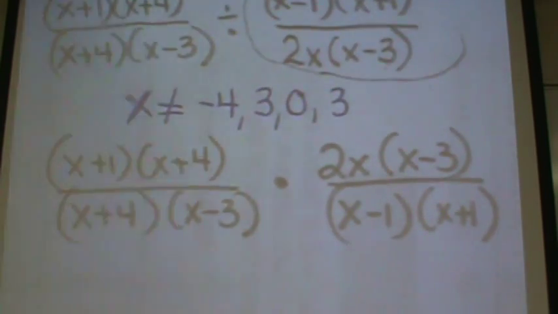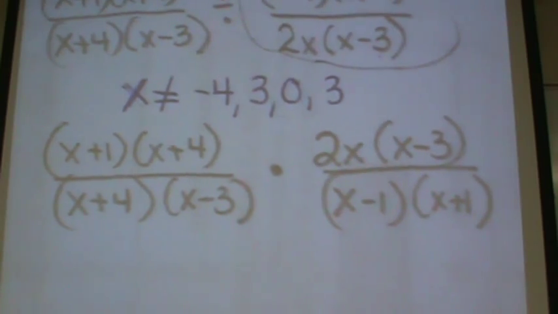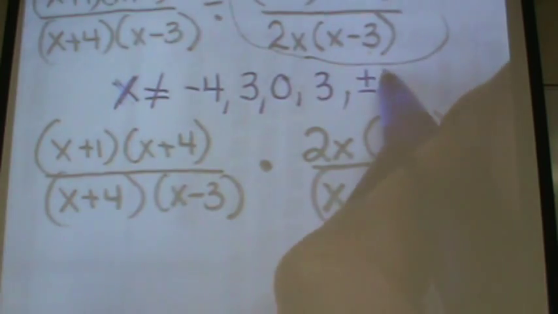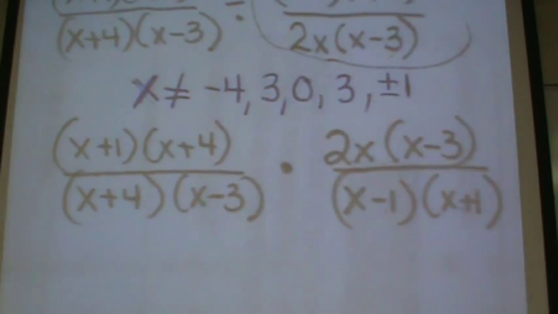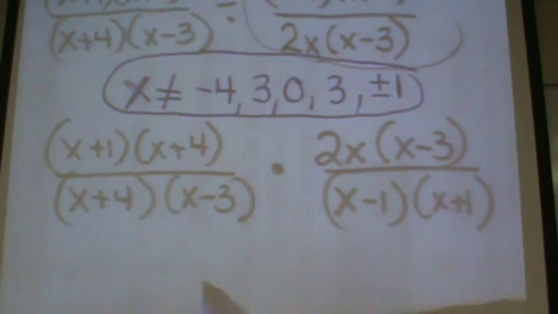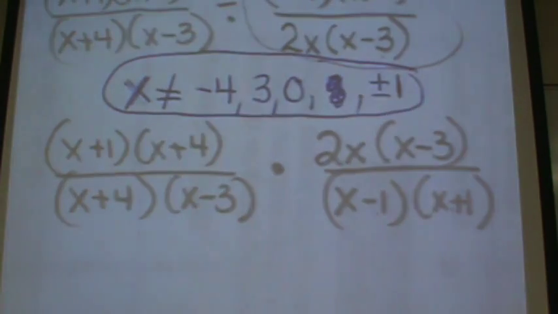Okay, can you add any more restrictions? X cannot be plus or minus 1. Same. These are your restrictions. Oh, I wrote it twice. Why did I write it twice? Oh yeah, only once. Sorry, missed that one.